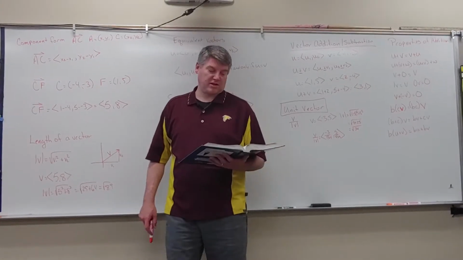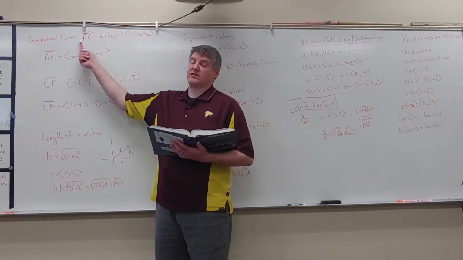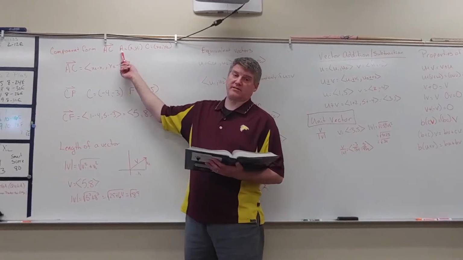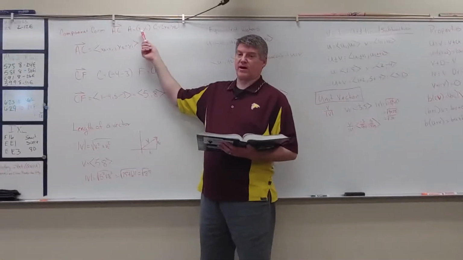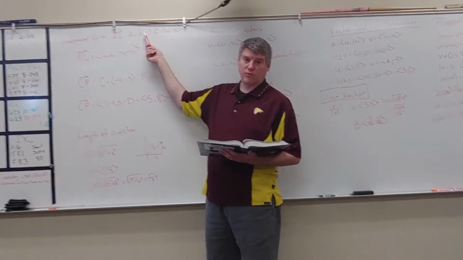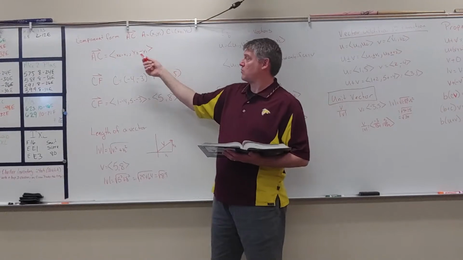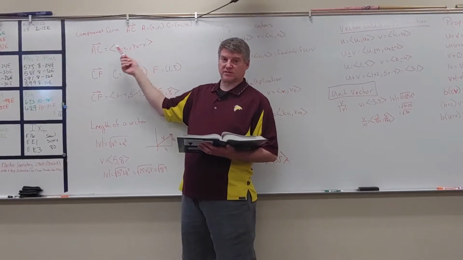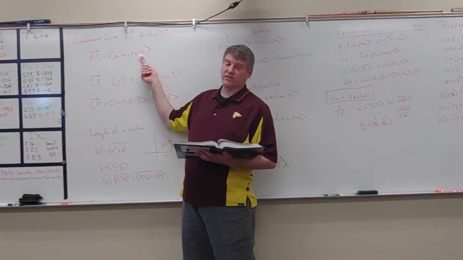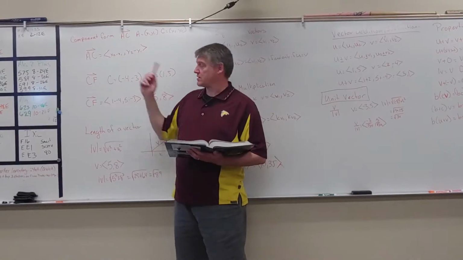All right, today we're going to talk about vector operations. So the first thing we need to understand is the component form of a vector. So if I have a vector AC, we're going to have an initial point, which is A, it's x1, y1. We have a terminal point C, it's x2, y2. So my component form is just the differences. It's x2 minus x1, y2 minus y1. It almost looks like a coordinate, but we don't use parentheses, okay?